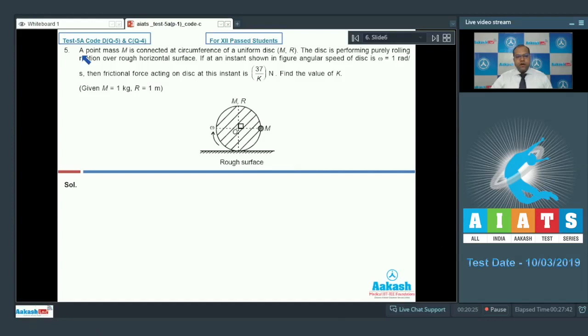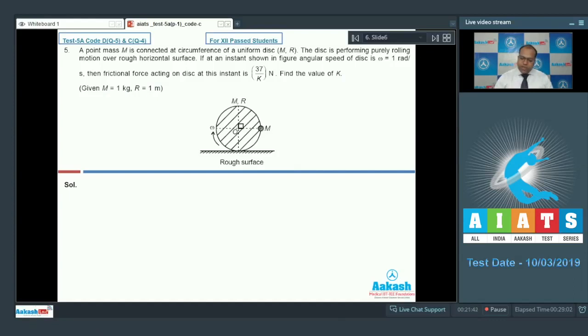In question number 5, a point mass m is connected at the circumference of a uniform disk of mass m and radius r. The disk is performing purely rolling motion over a rough horizontal surface. If at the instant shown in the figure, the angular velocity of the disk is 1 radian per second, then the frictional force acting on the disk at the instant is 37 by k Newton. Find the value of k. The value of m is 1 kg and the value of r is 1 meter.